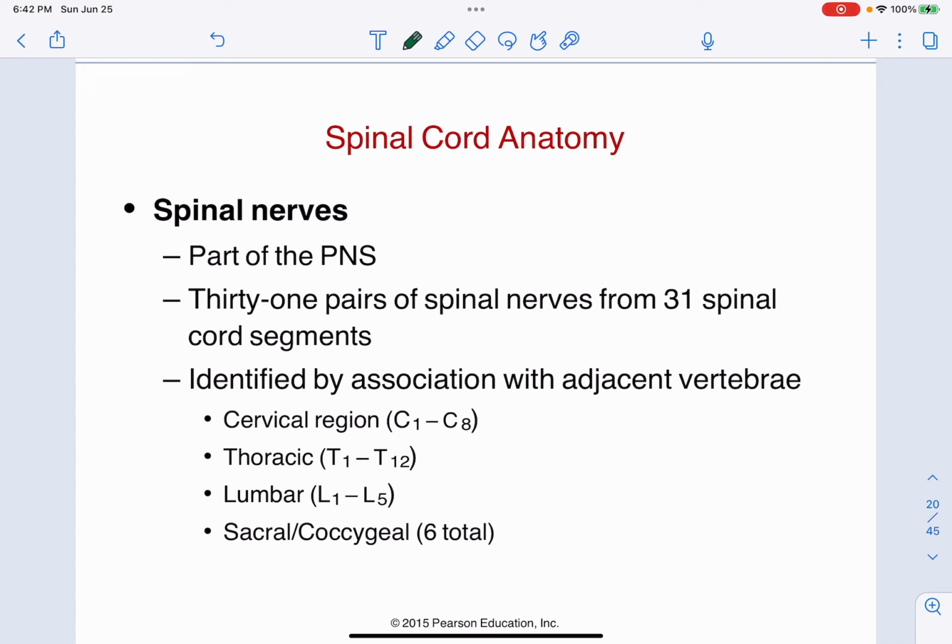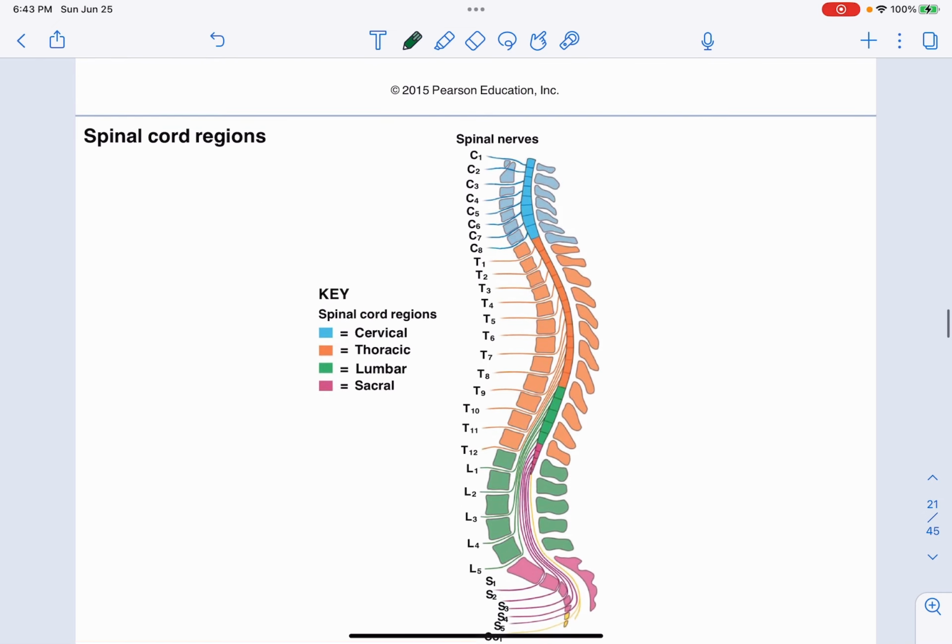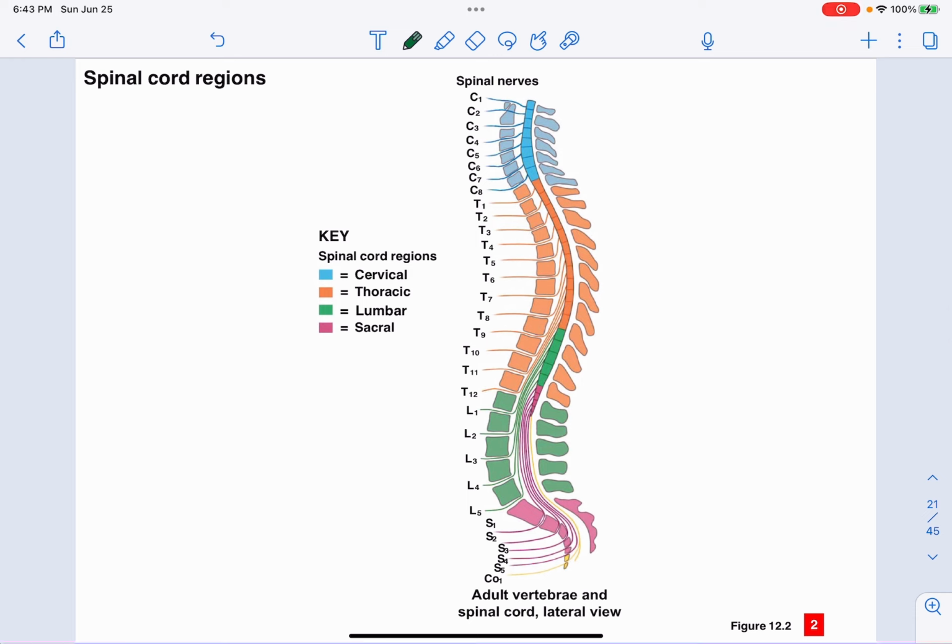For instance, there are segments off of the cervical region, off of the thoracic region, the lumbar region, and the sacral and coccygeal region. So there's going to be a pair. Every segment is going to have a pair of spinal nerves that are associated with that region. All right, this is a picture showing you all of the spinal cord regions, and there are pairs that come off on each side of each of these segments.